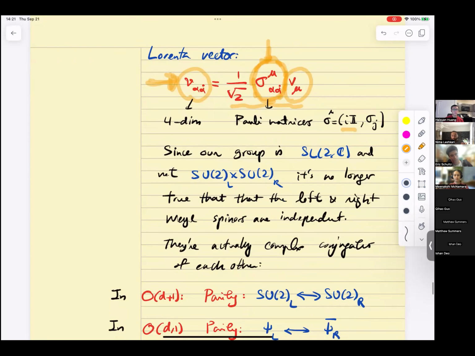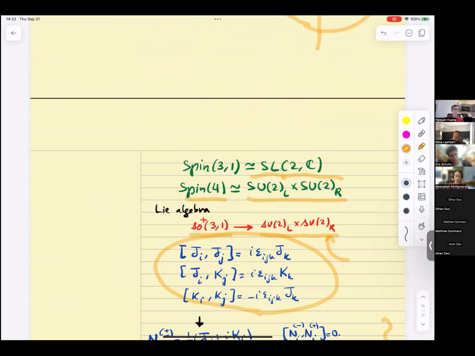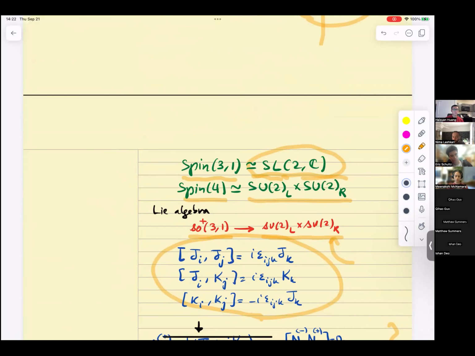Now, what our group is: recall that my group was the group whose representations I was hoping to classify. It is the universal cover of Spin(3,1), which is the universal cover of the restricted Lorentz group, which is SL(2,C). But I didn't do that. I looked at the Lie algebra, which was SU(2) × SU(2), and I looked at the representation theory of this.